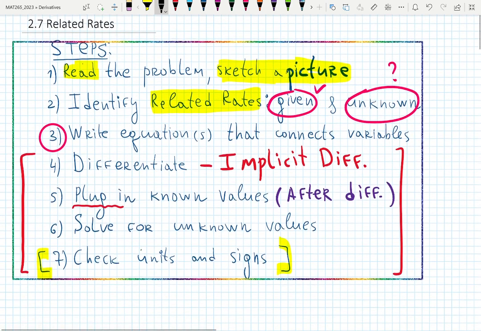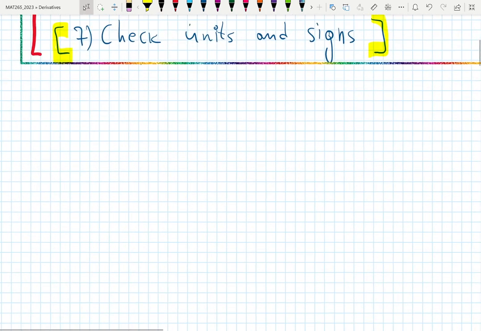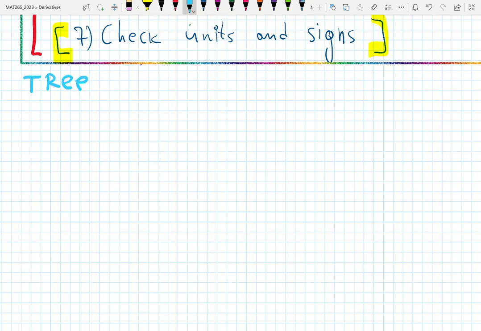The chapter is called 2.7 Related Rates. I always give the very cool tree example. Other examples are very classical, but the tree example.